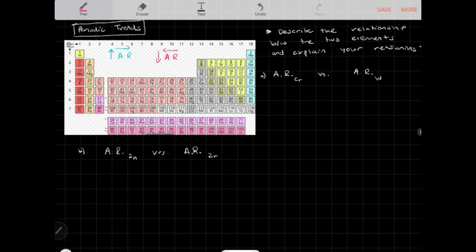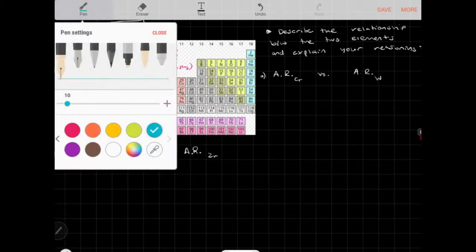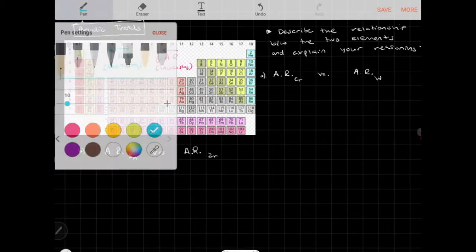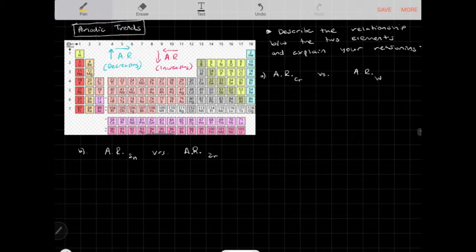Now you can see that chromium is above tungsten, directly above tungsten. So because tungsten is below chromium, we can use the increasing atomic radius trend, right? This is the increasing trend in red, and the decreasing trend in blue. We can use the increasing atomic radius trend, and we can say that the atomic radius of tungsten should be greater than the atomic radius of chromium.